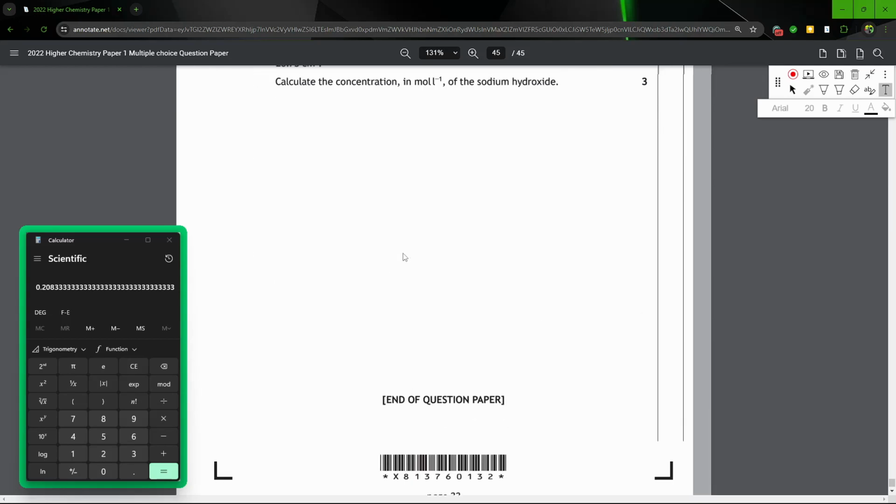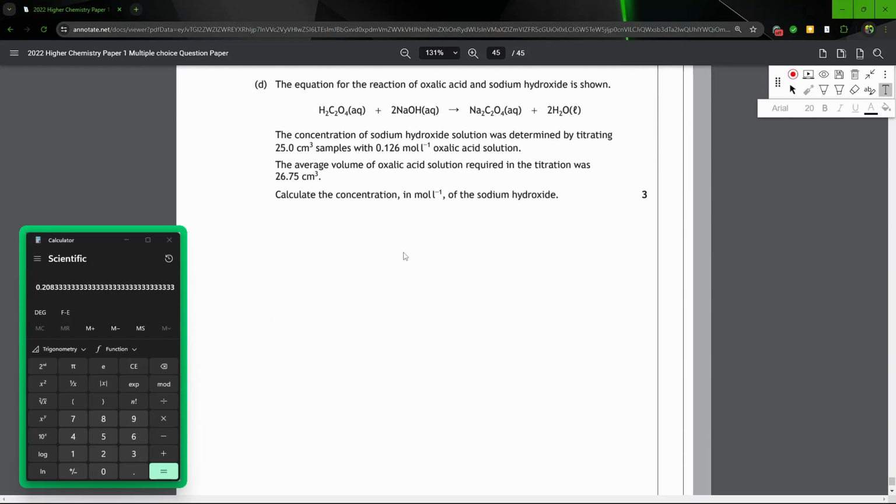And then finally, very last question. The equation for the reaction of oxalic acid and sodium hydroxide is shown. The concentration of sodium hydroxide solution is determined by titrating 25 cubic centimeter samples with 0.126 moles per liter oxalic acid solution. The average volume of oxalic acid solution required in the titration was 26.75 cubic centimeters. Calculate the concentration in moles per liter of sodium hydroxide.